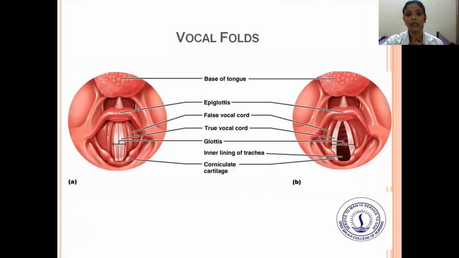Rima vestibuli. You can see in this picture the vocal cords, the base of the tongue, the epiglottis, the false vocal cord. Inner to that is the true vocal cord, and next inside that is the glottis, and then the inner lining of the trachea and the cricoid cartilage. So here you can easily identify the true vocal folds and the false vocal folds.